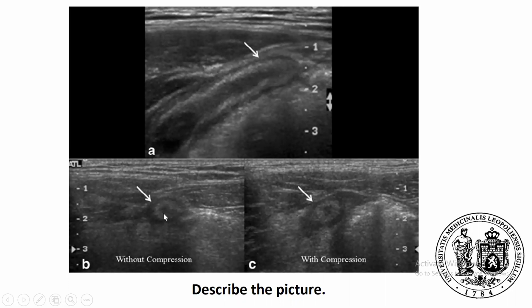On these two pictures, I see the typical sign of cross-section of the appendix, which is called the target sign. We see the lumen, the thickened wall, and the fluid around the appendix. As we can see from this picture, without compression and with compression, the shape of the appendix is not changed. It means we have inflammation, high pressure inside the lumen, and a rigid wall of the appendix, and the ultrasonographic waves do not compress the appendix. It means we have acute inflammation. So this ultrasonography proves that we have acute appendicitis.